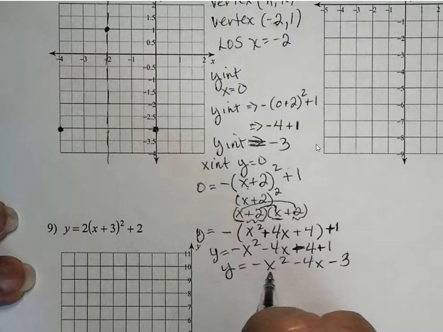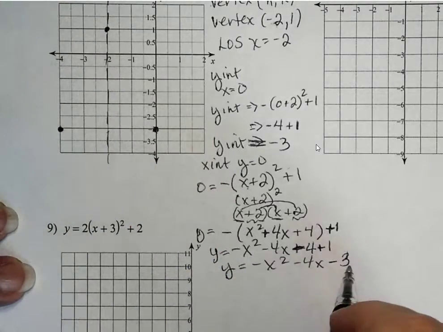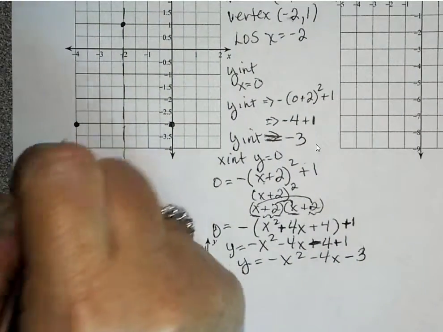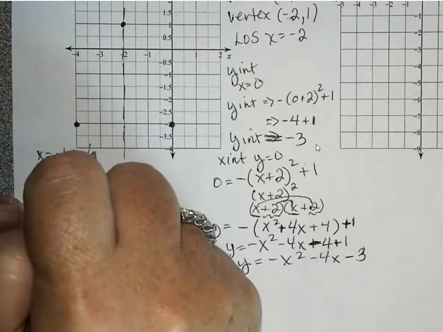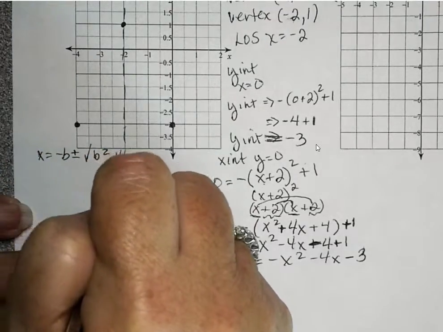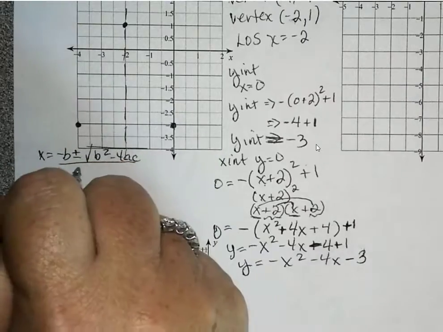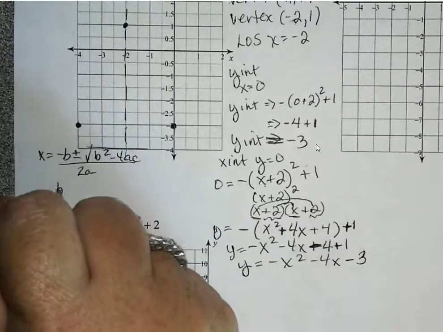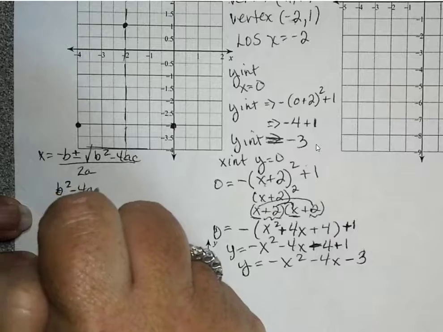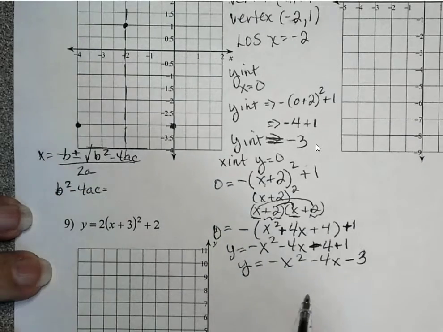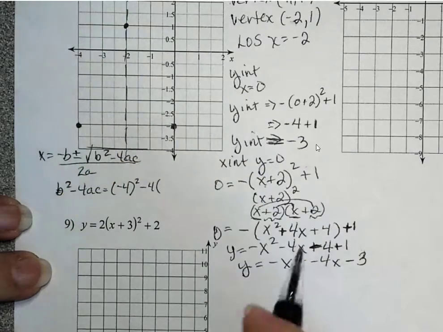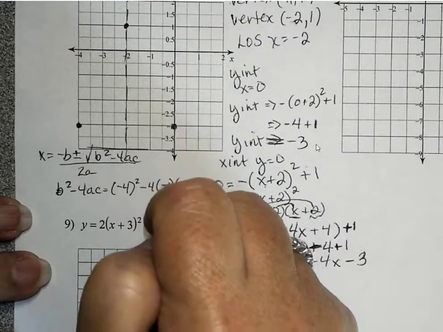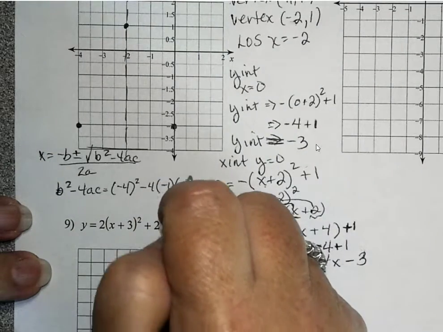So I have a equals -1, b equals -4, and c equals -3. I am going to have x equals the opposite of b plus or minus the square root of b squared minus 4ac, all divided by 2a. The first thing I'm going to do is the b squared minus 4ac. So that's going to be b, which is -4, -4 squared minus 4 times a, which is -1, times c, which is -3.